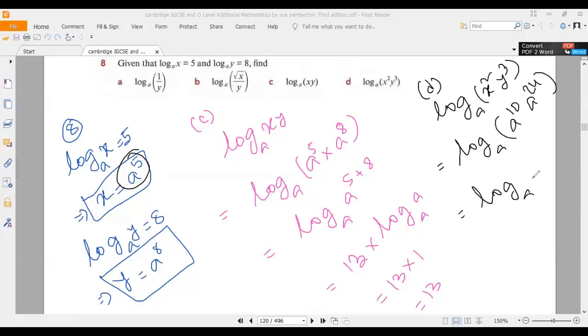So log base a of a to the power 10 plus 24 will be 34. So 34 will be at first. 34 multiplied by log base a of a. So 34 into 1 equal to 34. And that is the answer of this number.